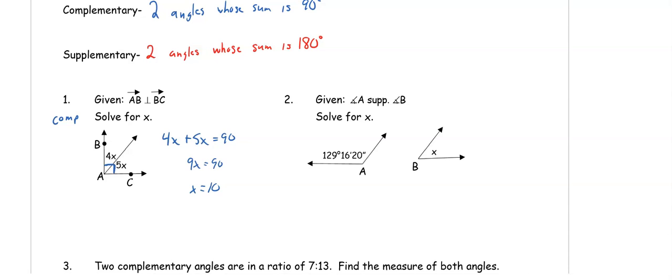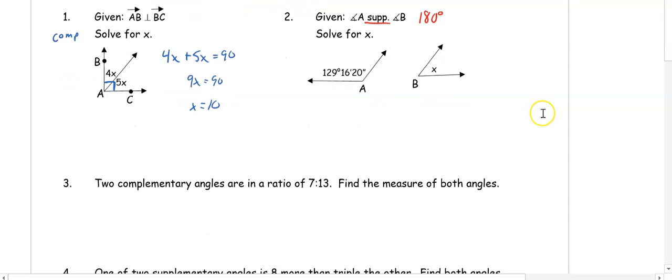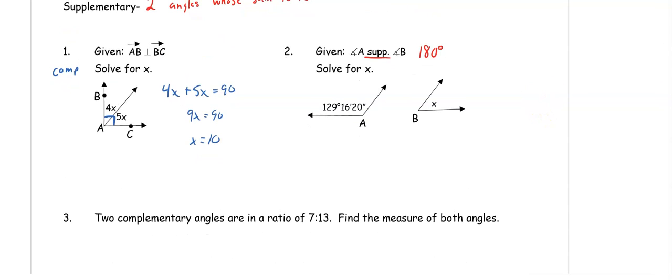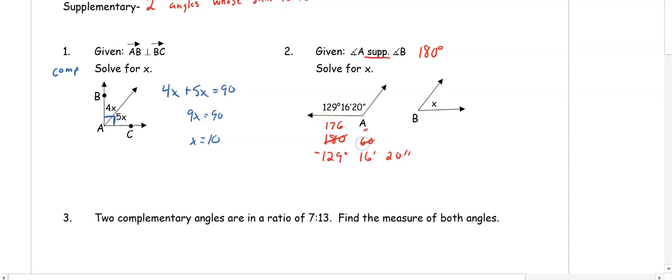In number two, we have that A is supplementary to B, which means together they equal 180 degrees. So if we know one angle, we can subtract from 180 to get our second angle. So we have 180 minus 129 degrees, 16 minutes, and 20 seconds. So we can borrow a degree to get 60 minutes, and then we can borrow a minute to get 60 seconds. So now we can subtract because there's a number in each column. So we get 40 seconds, 43 minutes, and 50 degrees.